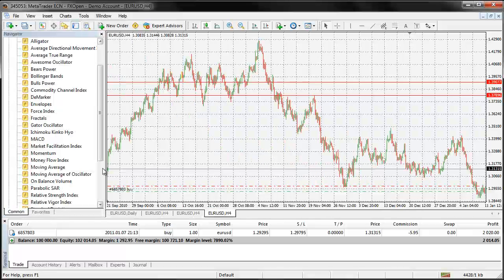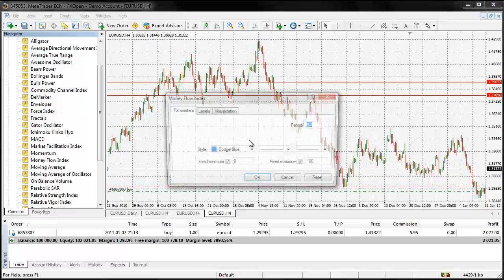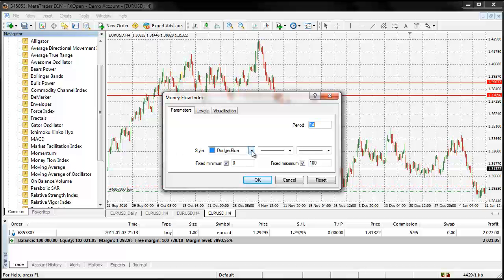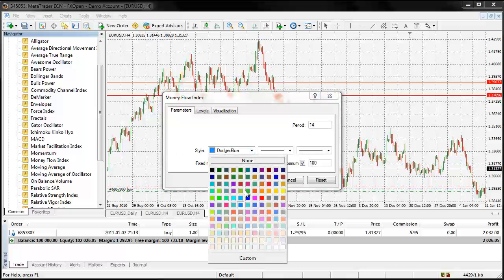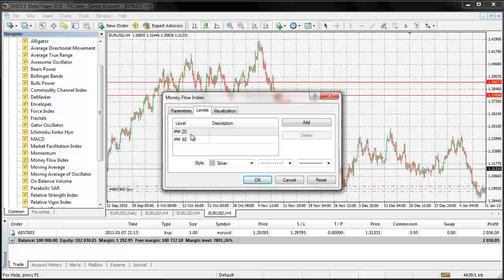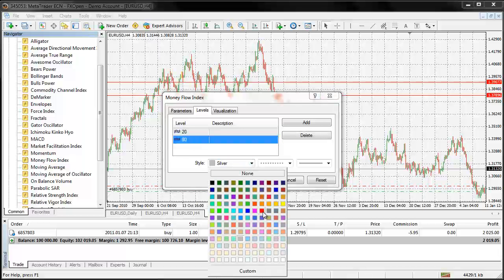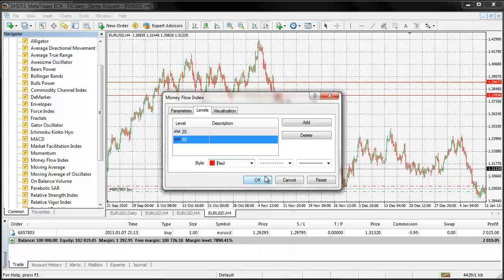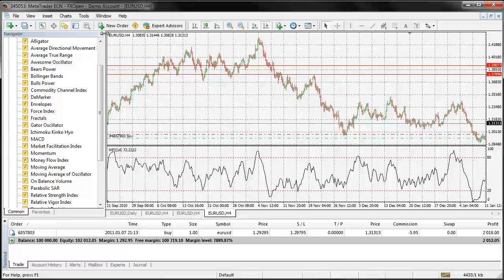Alright, so let's go back to our navigator panel and find the money flow index right there. Alright, left click, drag and drop. And this is going to be dodgy blue, so let's go ahead and set that to black. The line can be just as is. We've got some visual levels here which are set to 20 and 80 by default. I'm going to set this to a color of red, which is right there. You can do the same, and then we just go ahead and click on OK.